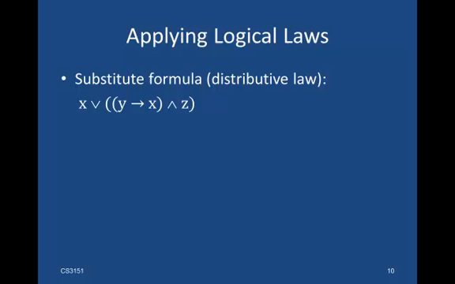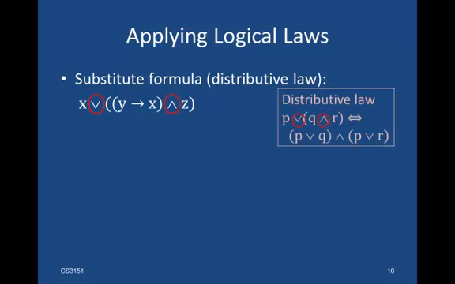For example, the formula x or y implies x and z is a disjunction. The second operand of the disjunction is a conjunction. That corresponds exactly to one of the forms in the distributive law. Note that the expression here looks more complex than the propositions in the distributive law, because the logic variable q in the distributive law corresponds here to the compound proposition y implies x. Applying the distributive law results in the formula x or y implies x and x or z.